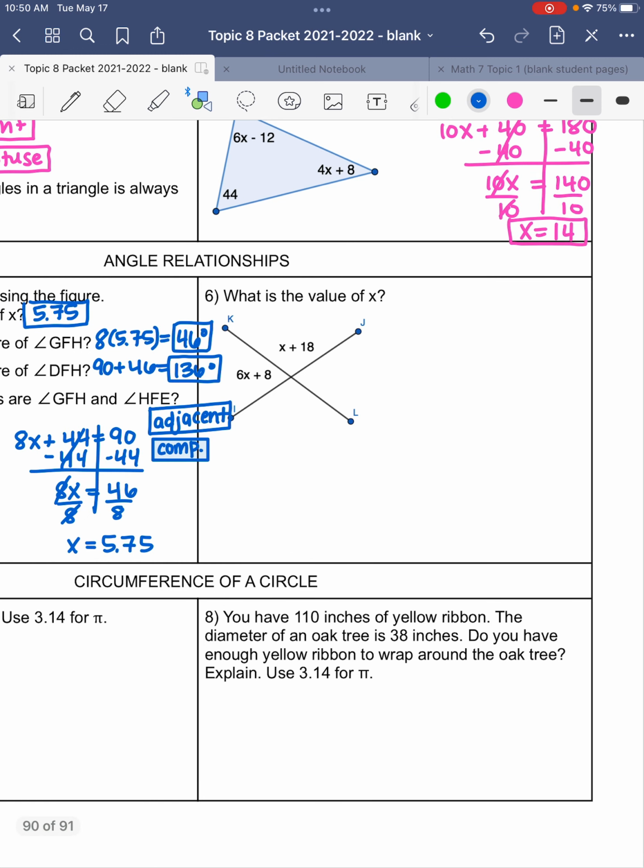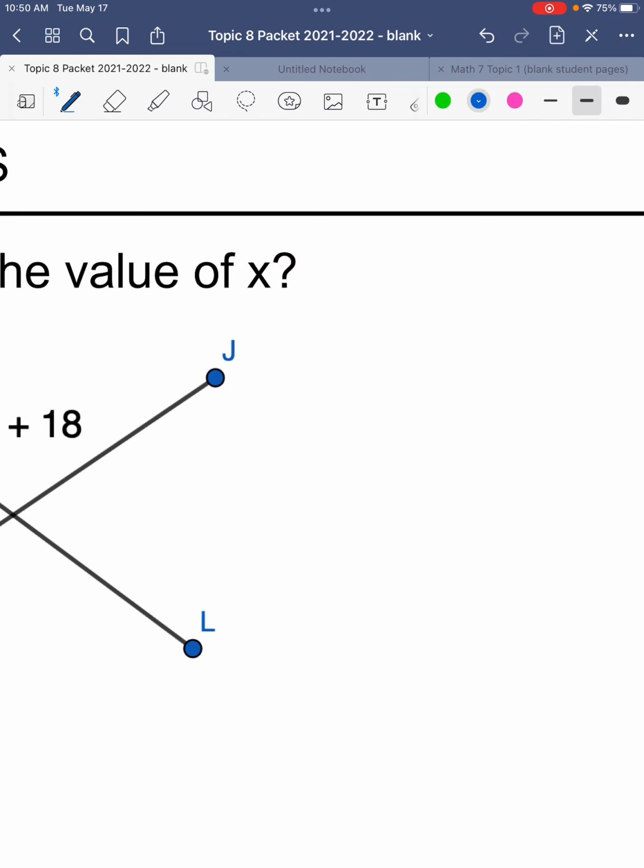What is the value of x? Well, first of all, you need to know what angles we're looking at. We're looking at this angle here, which is 6x plus 8 degrees, and this angle here, which is x plus 18 degrees. So how could I classify those angles? They are adjacent because they're next to each other.